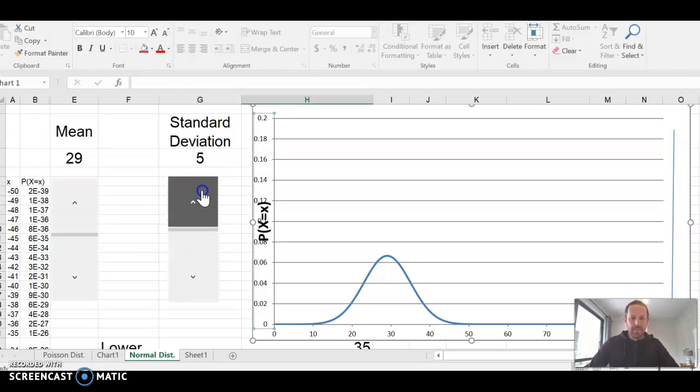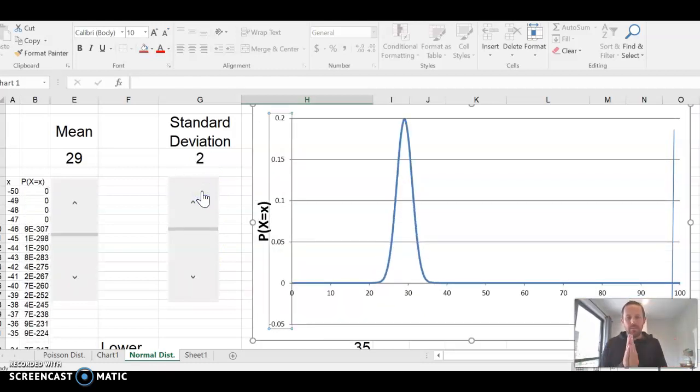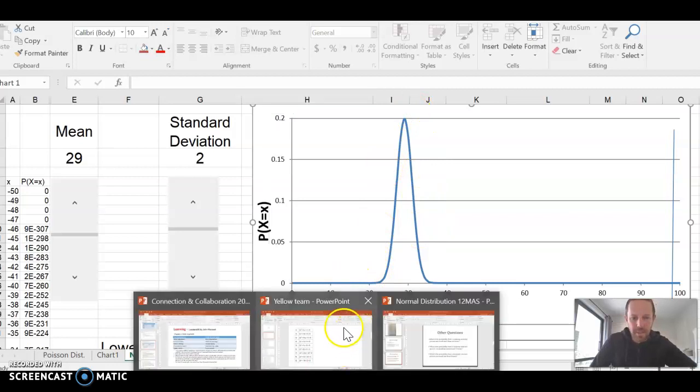Okay, as I make the standard deviation lower, the shape gets narrower, because standard deviation is a measure of spread. So that sort of gives you some inkling into what is happening behind the scenes when you're using a graphics calculator. This is called the bell shape or the normal distribution. Okay, keep going with my PowerPoint.